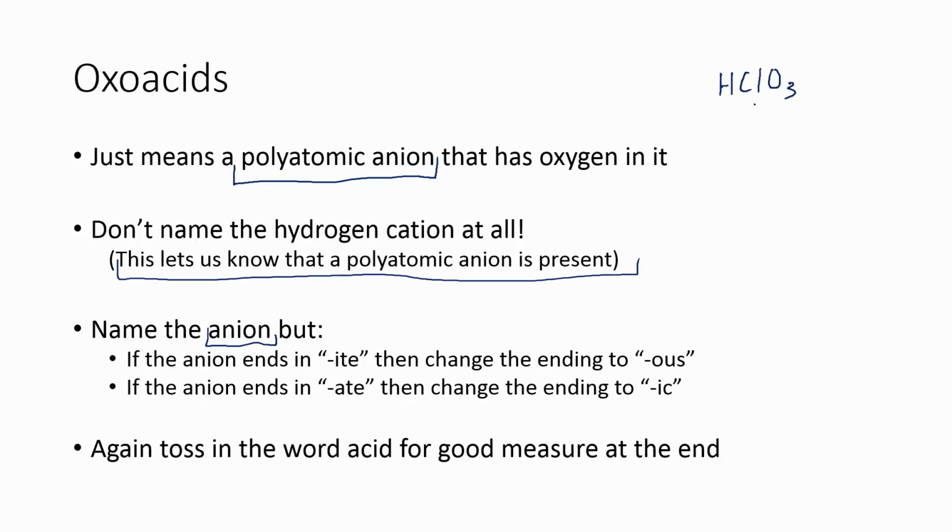So if we have an acid with the chlorate anion, we will change this with no mention of the name hydrogen in here. Chlorate goes to chloric, and then the word acid at the end, as always, for good measure.